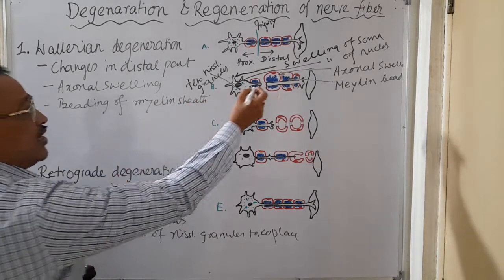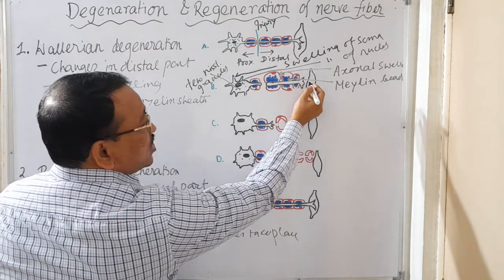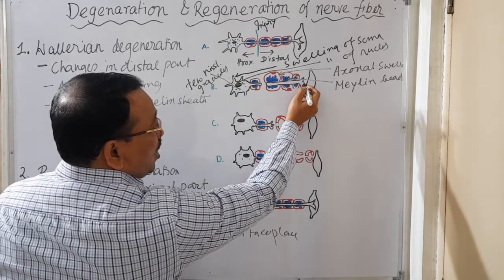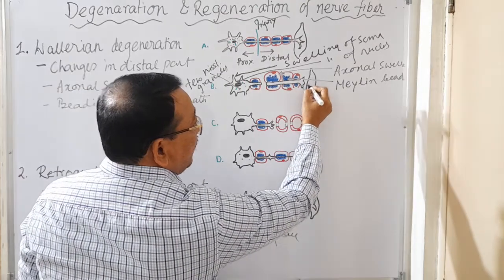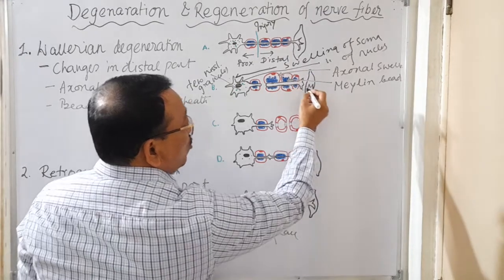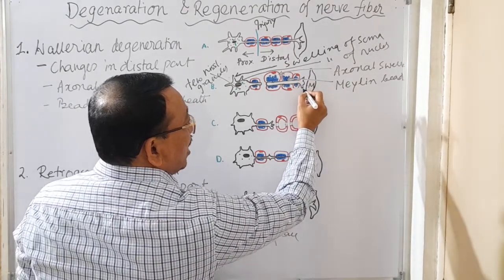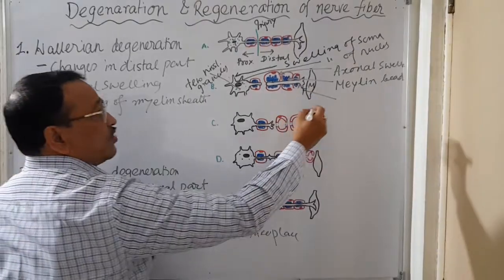So beading of myelin sheath also takes place. And finally, the retraction of the axon terminal from the muscles. So this is the effector organ, this is the muscle. So the axon terminal is retracted from the muscle.